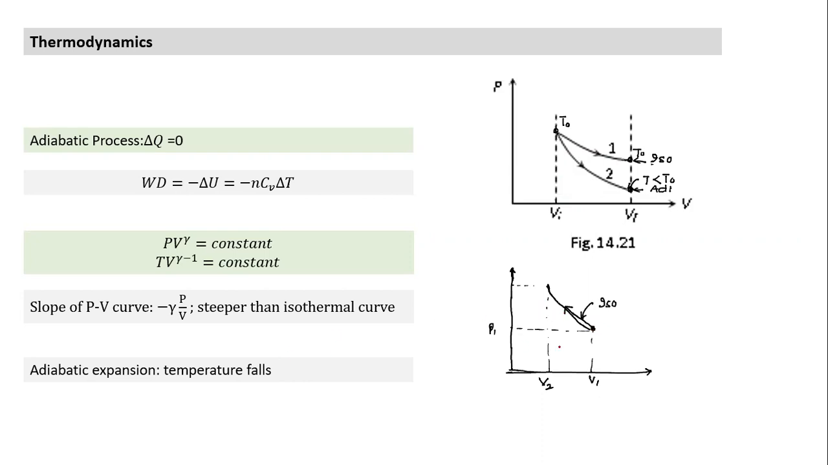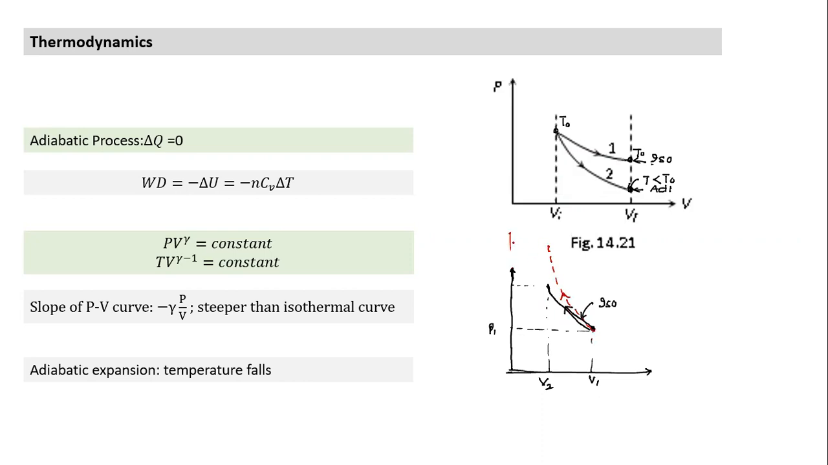Adiabatic compression we have done already, so this is the slope it has. Adiabatic will always have the greater slope. So if you're walking like this, the adiabatic slope magnitude will be greater. Hence, the adiabatic curve will be something like this. This will be adiabatic compression.